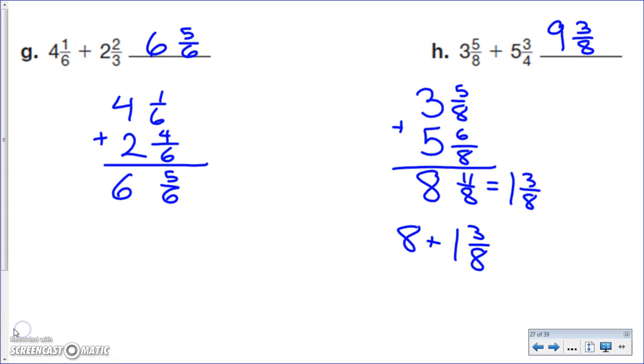Please make sure you have copied down all of the work and glue this page in your math notebook.